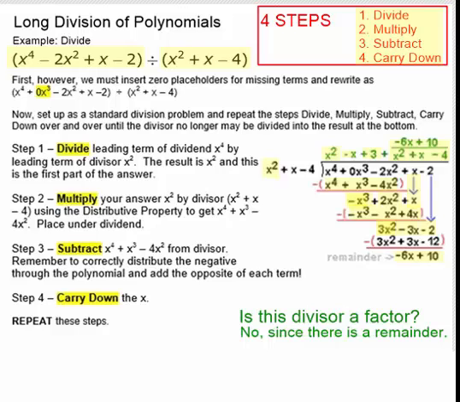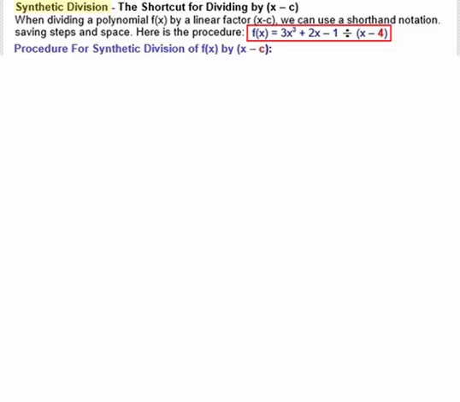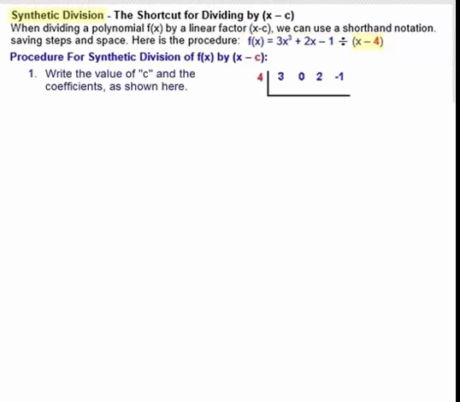Now we're going to learn a nice shortcut method for certain types of division. And this shortcut method is called synthetic division. Now it only applies when you're dividing by x plus or minus a number. And we're going to use this procedure to divide f of x equals 3x cubed plus 2x minus 1 by x minus 4. We start by writing all of the coefficients of our polynomial.